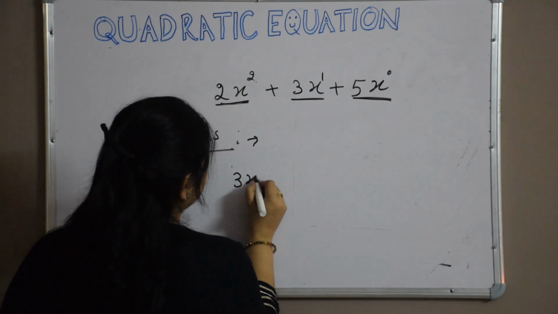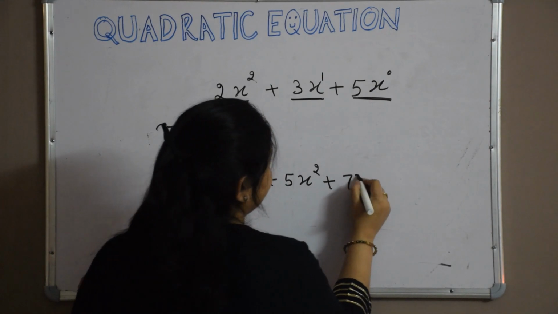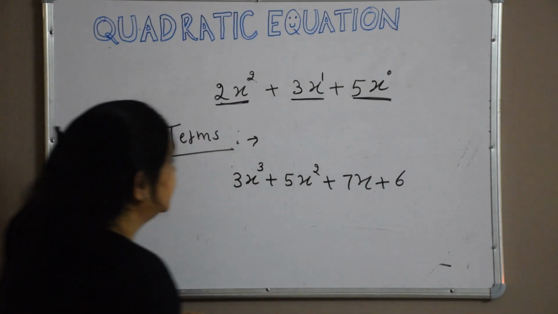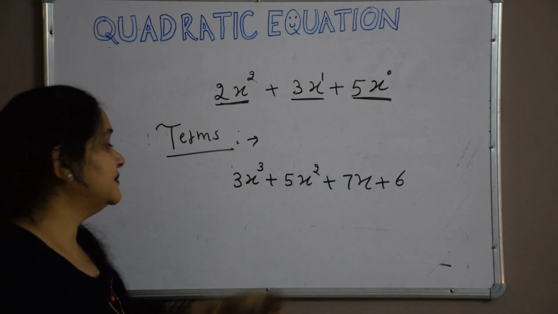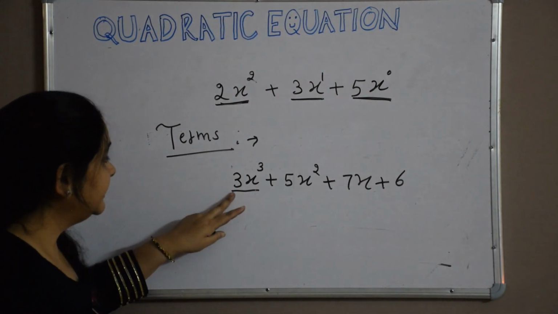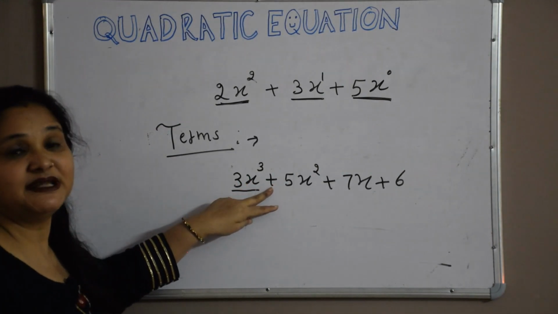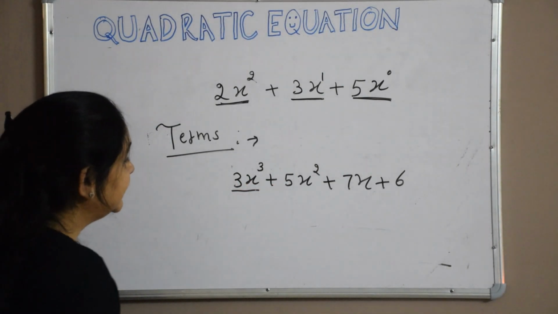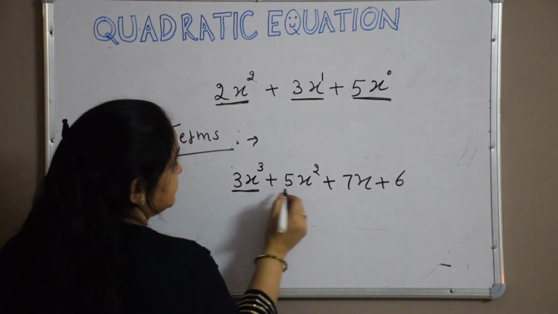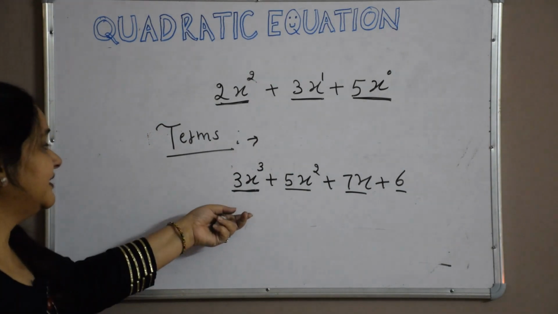If we have 3x cube plus 5x square plus 7x plus 6, how many terms are there? Here 4 terms are there. We can't count like this, saying this is a single term, this is a term, this is a term. No. Whenever a plus or minus sign comes in between, then we say this is a term. This is a single term. So here how many terms are there?